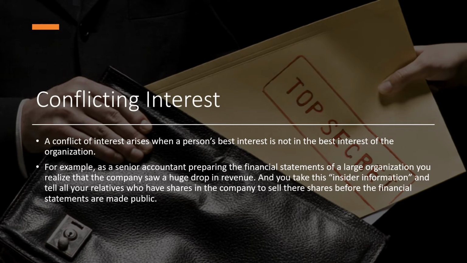A. Conflict of interest arises when a person's best interest is not in the best interest of the organization. For example, as a senior accountant preparing the financial statements of a large organization, you realize that the company saw a huge drop in revenue, and you take this insider information and tell all your relatives who have shares in the company to sell shares before the financial statements are made public.